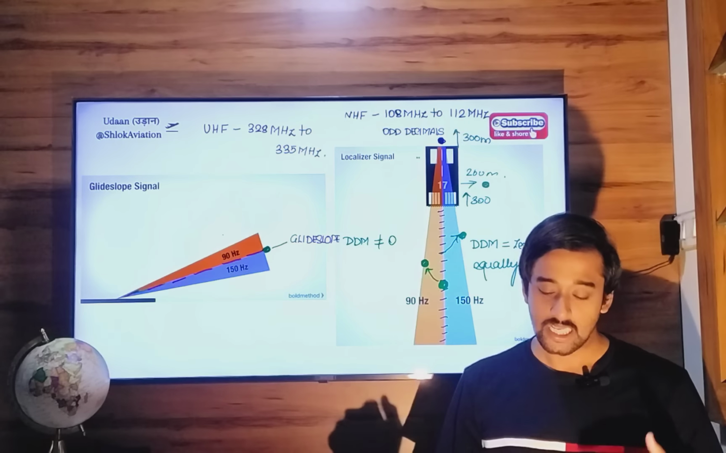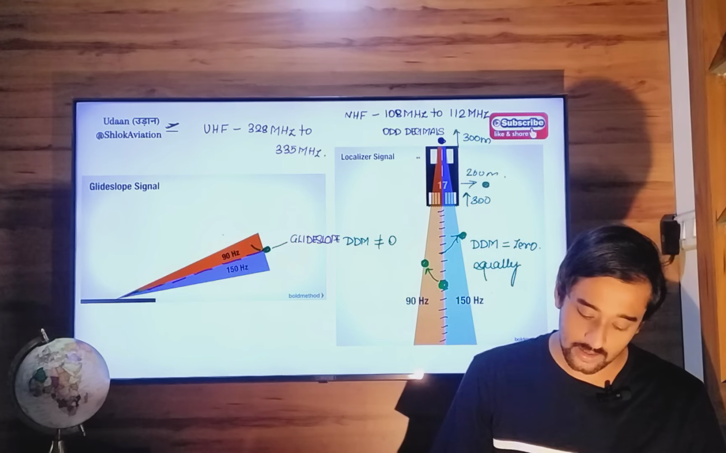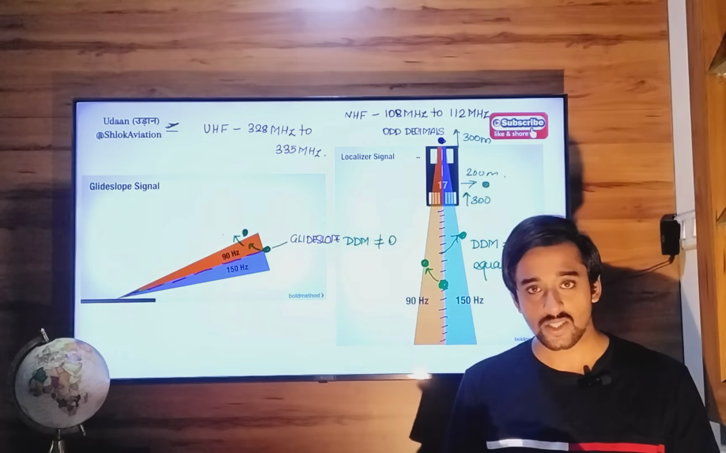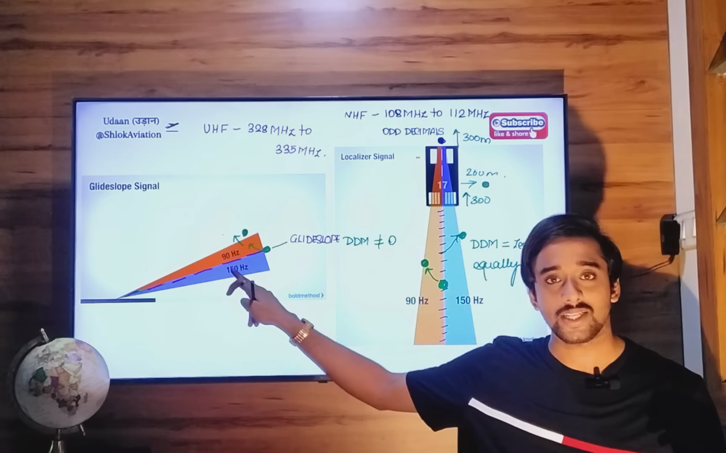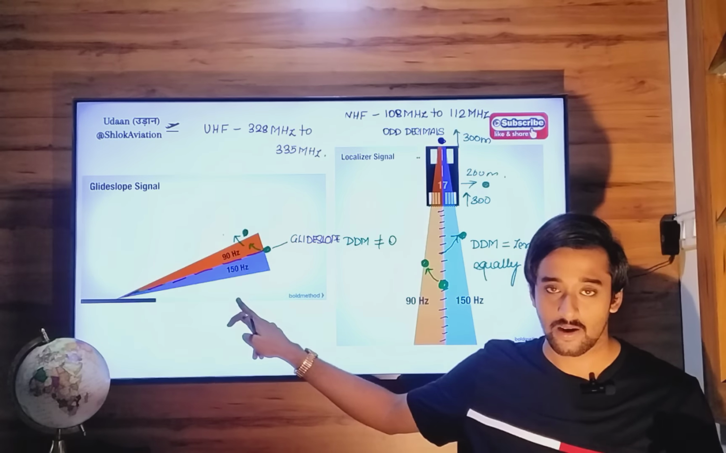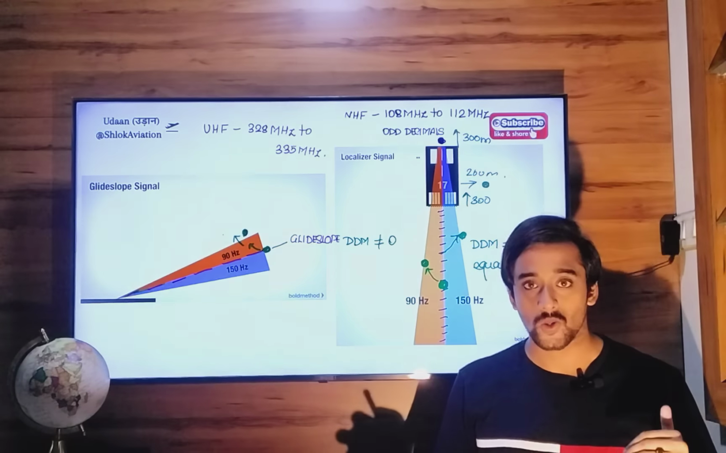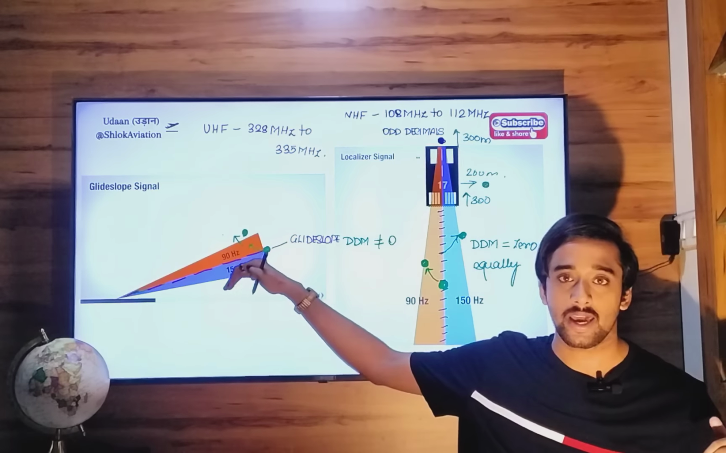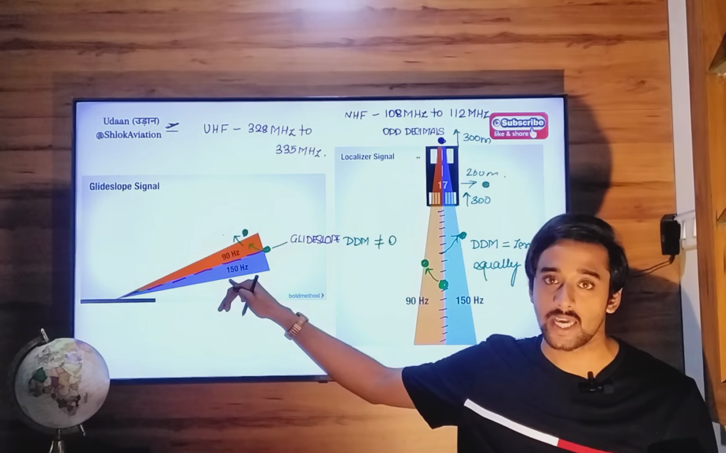Let's say you deviate above the glide slope, somewhere here. In this case, your aircraft will receive more of the 90 hertz signal and less of the 150 hertz signal. So the CDI indication will be to fly down. Why fly down? Because the correct glide slope is below your aircraft height. That's why you will get a fly down indication from the CDI.